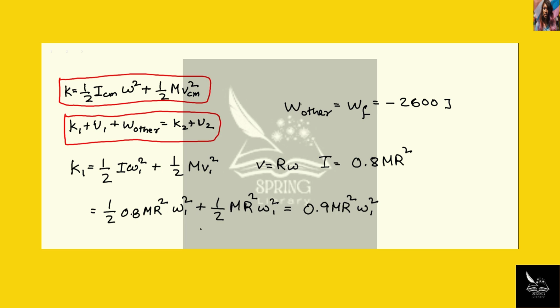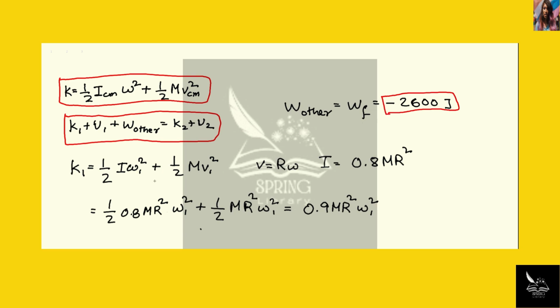Now, what we're given is the other form of energy, which is 2600 joules. We're taking a negative sign here because we know that work done due to friction is negative. So that's this other form.